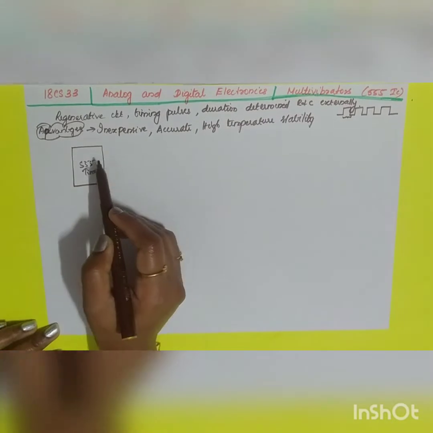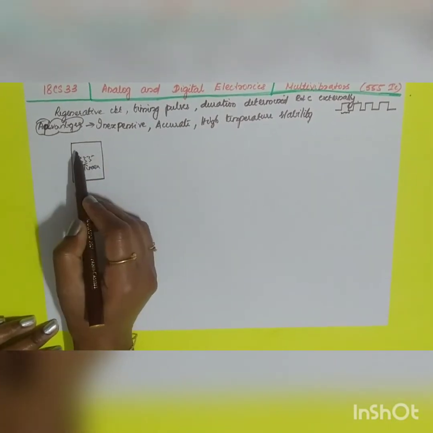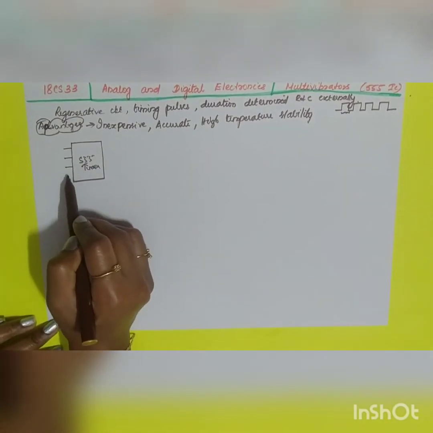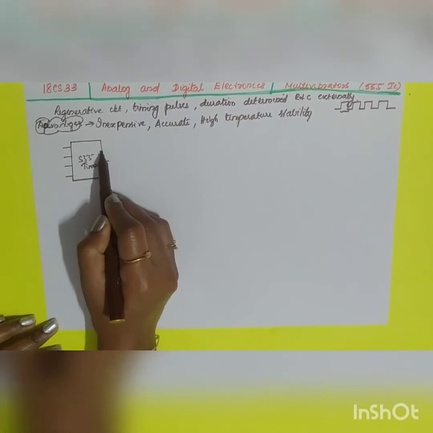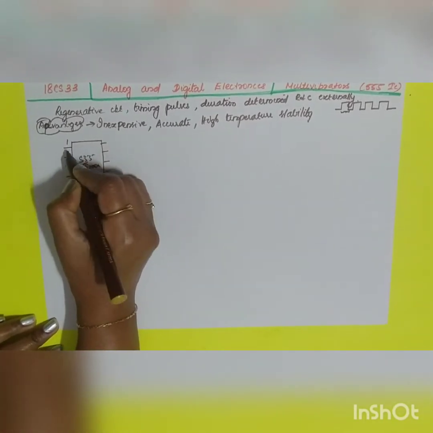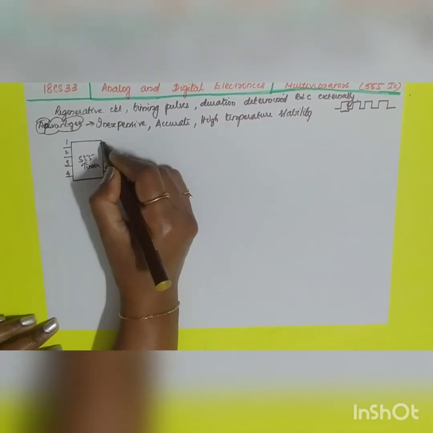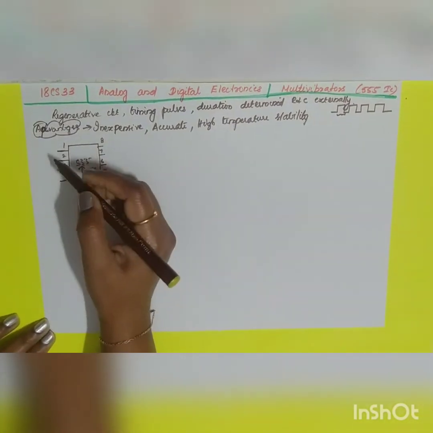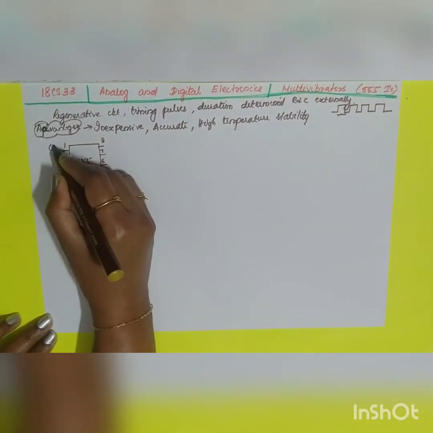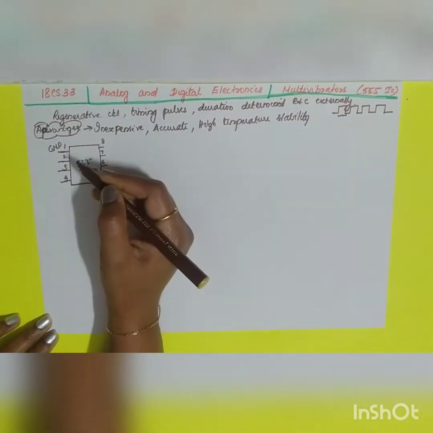This 555 timer multivibrator is an 8-pin IC. So 1, 2, 3, 4, 5, 6, 7, 8. It goes like this. 1, 2, 3, 4, 5, 6, 7, 8. So what are the different connections going to these 8 pins? The first pin will be the ground. It will be connected to the ground.